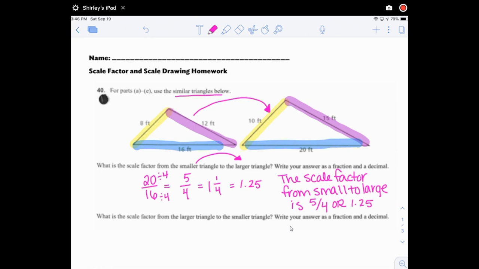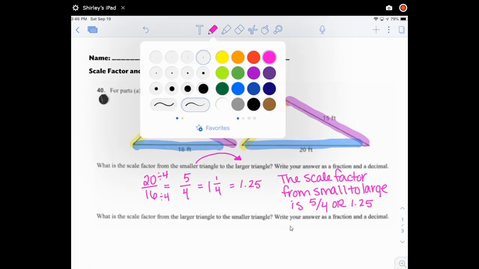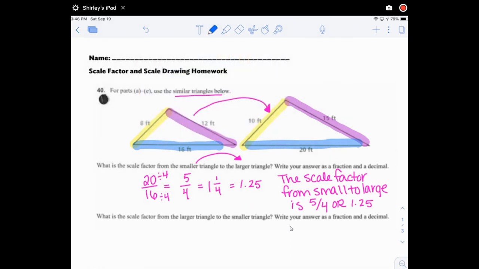Moving on to the next question, it says, what is the scale factor from the larger triangle to the smaller triangle? So I'm going to draw that arrow in again. So from larger to smaller. So now I'm going the other direction. I'm going from my bigger triangle to my smaller triangle. So if I go ahead and pick a different pair of corresponding sides, I'm going to make sure I'm following that same rule where I'm taking the end of my arrow divided by the start of my arrow. This time I'm going to go ahead and pick my yellow sides. It doesn't matter which ones I pick.